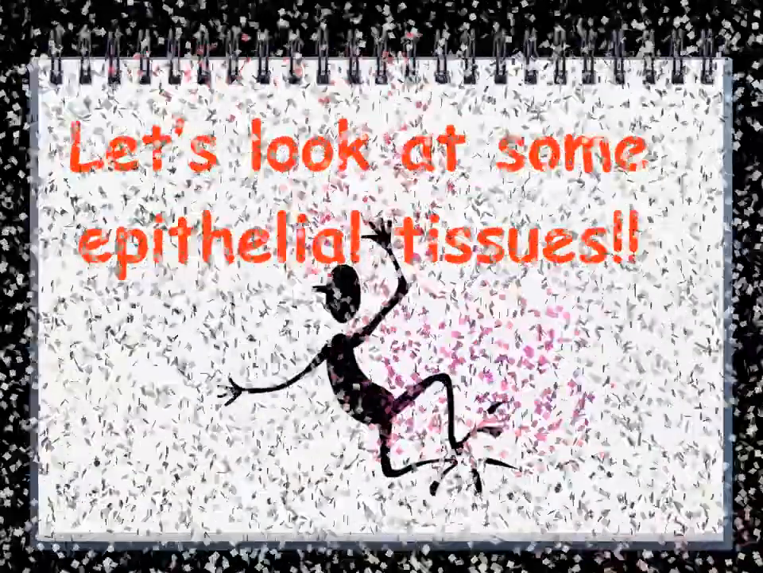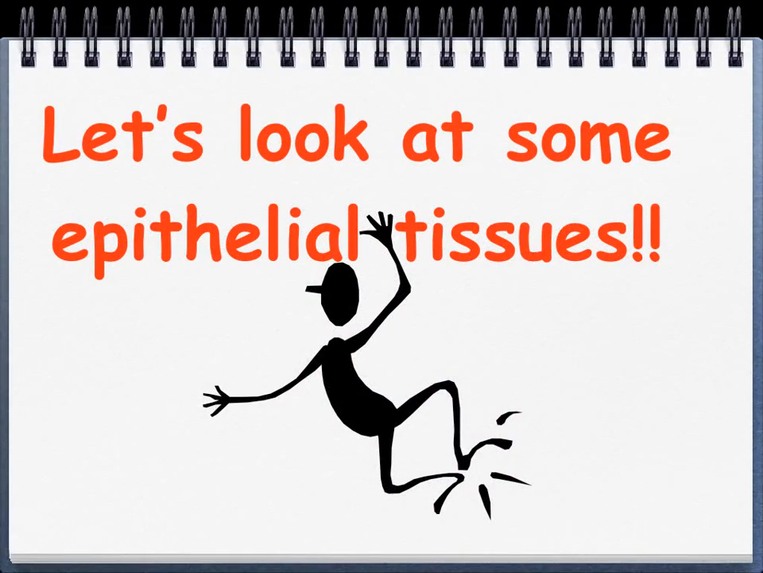So we're going to be putting these terms together in the class. We're going to be combining the cell shape with the number of layers, and we're going to be looking at apical surfaces and basement membranes and lumens and all that stuff.